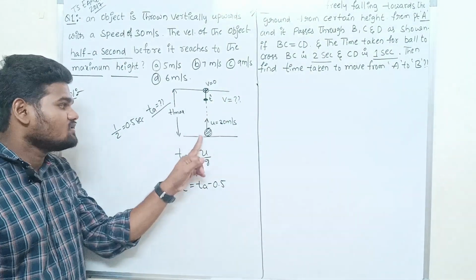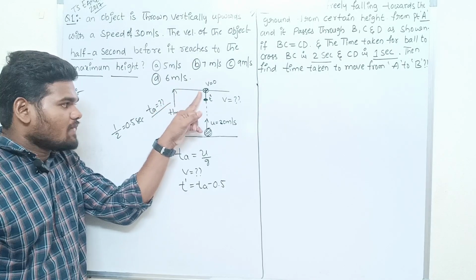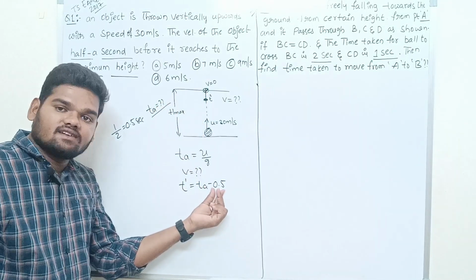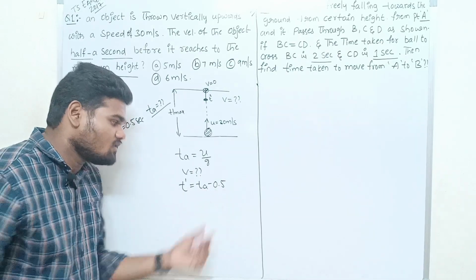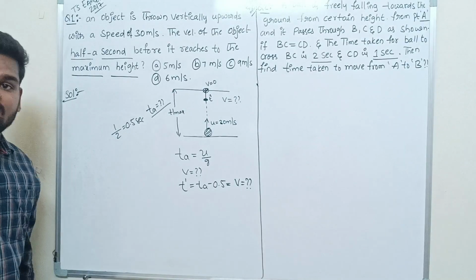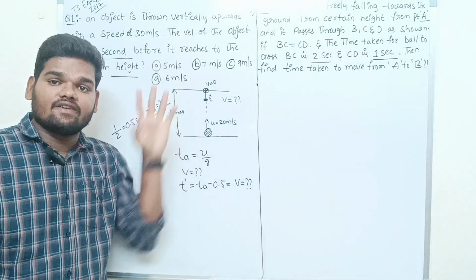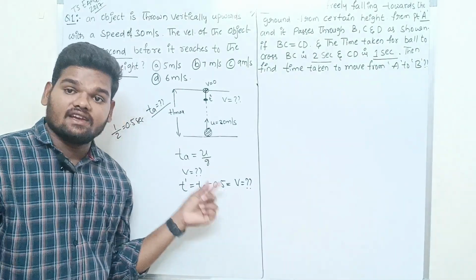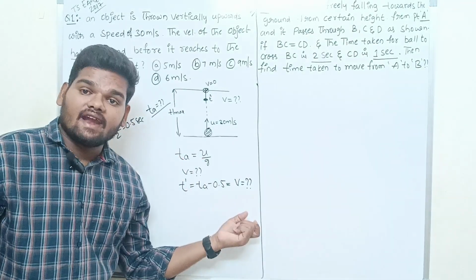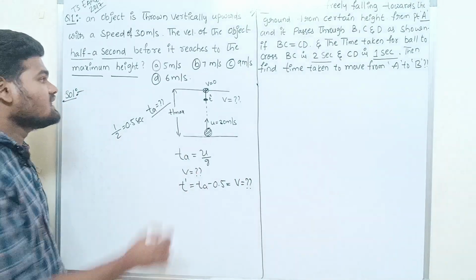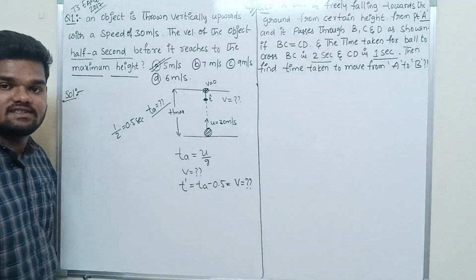So T dash is equal to Ta minus 0.5. Ta is the total time, and we require the velocity at this time, so Ta minus 0.5 seconds. We have to find the final velocity of the object. Are you getting it? First find the time of ascent, then subtract 0.5 from it. You will get one time. At that time, find the final velocity of the object. That is your answer, and you will get 5 meter per second.